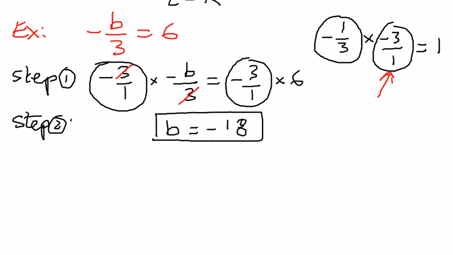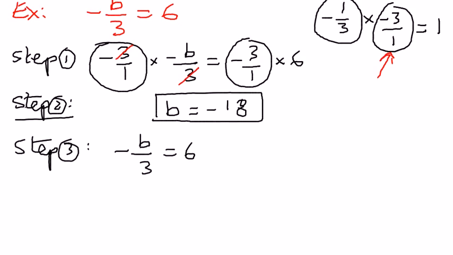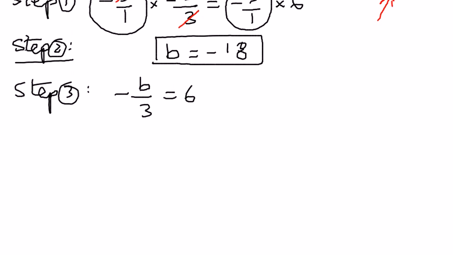In step 3, we can check our work. Step 3, we substitute the value of b into the given expression to see if the value on the left hand side is equal to the value on the right hand side. So negative b over 3 is equal to 6 is what is given to us, and the value of b we've arrived at is negative 18, like that, divided by 3 is equal to 6.